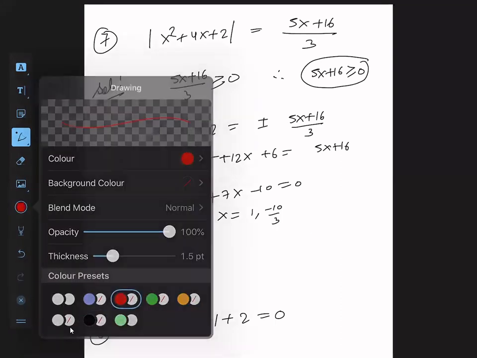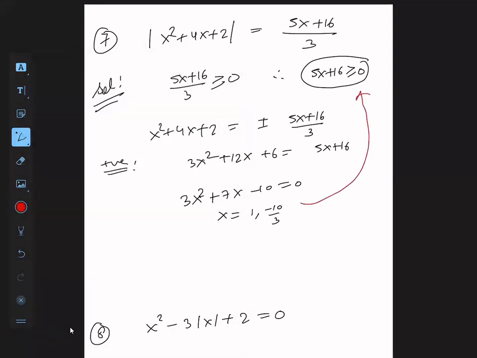Are you getting this point? x is equal to 1 is satisfying this inequality, but x is equal to minus 10 by 3, if you put it in, then it will come minus 50 by 3 plus 16, which is nothing but negative. So it is not satisfying this. So this must be rejected. Why is it rejected? Because if you put x is equal to minus 10 by 3 in the inequality, it will not satisfy it.